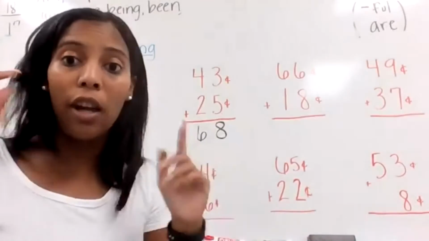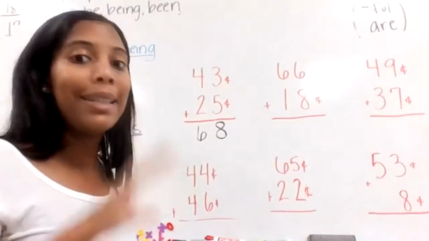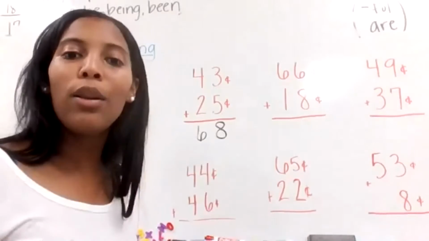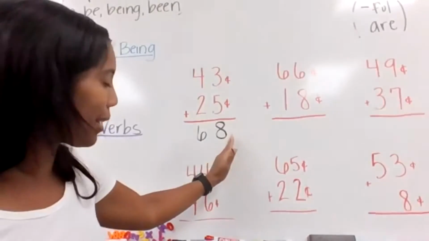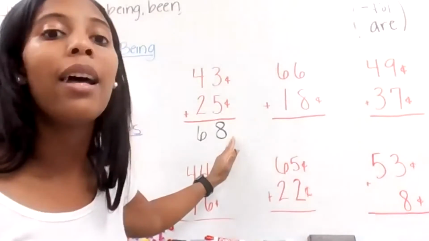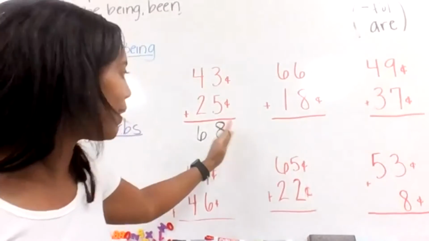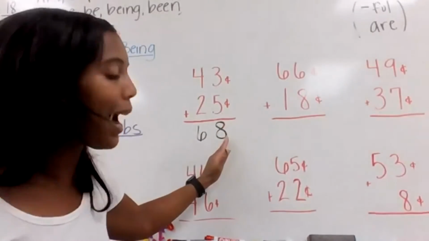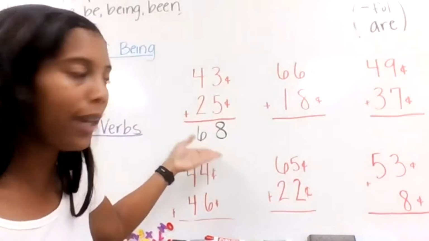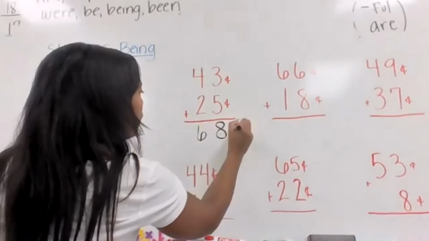Now that is something that you have to pay close attention to. Not to carry over just anytime you feel like you want to. You only carry over if your back answer is higher than 9. If it's greater than 9, that's when you carry over. This answer is less than 9. I did not need to carry over. I just added up normally. Okay? So the answer to 43 plus 25 is 68.